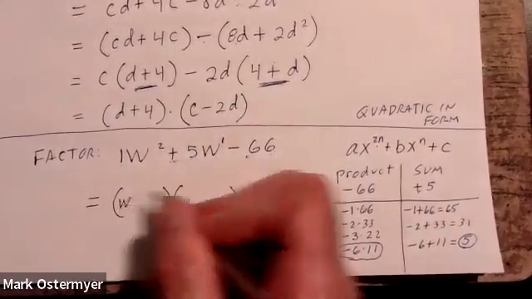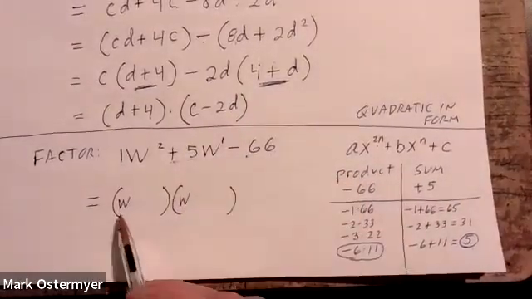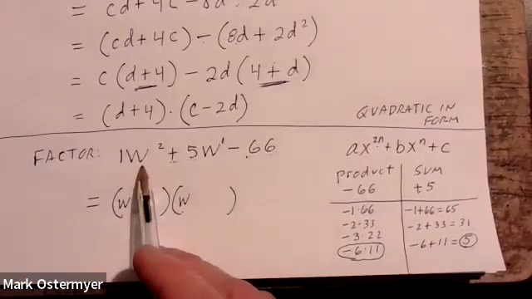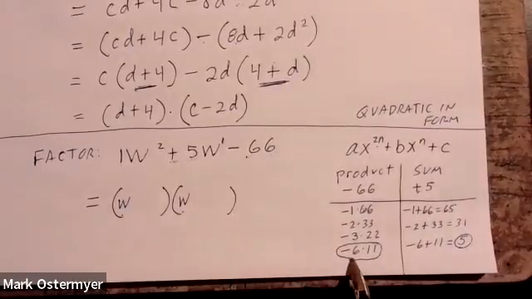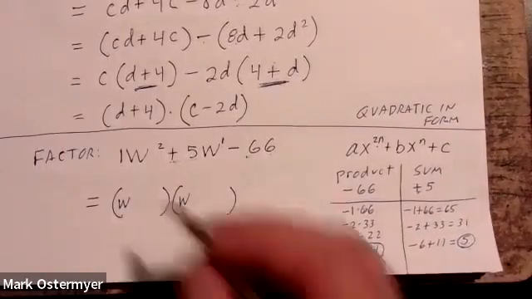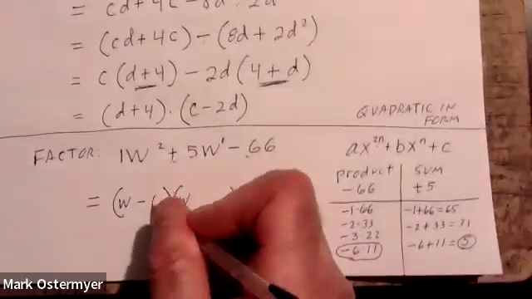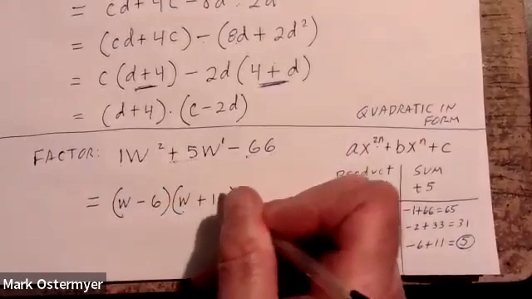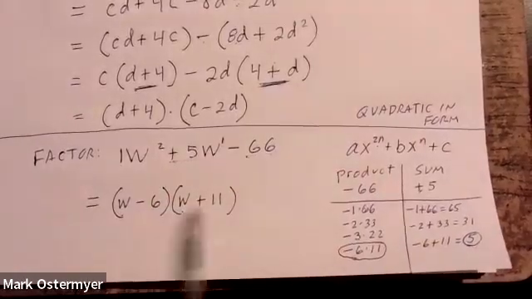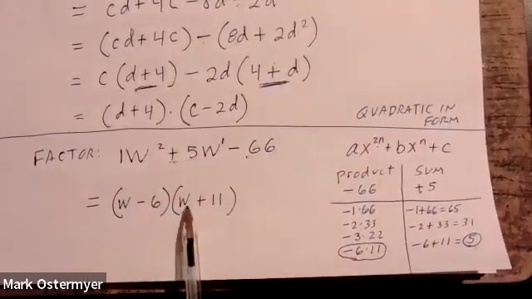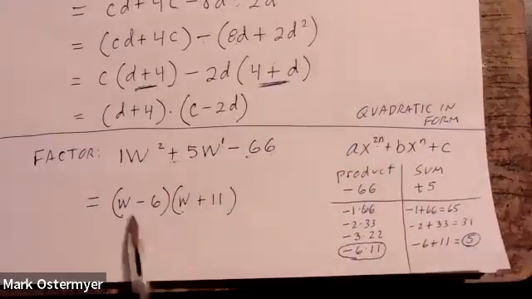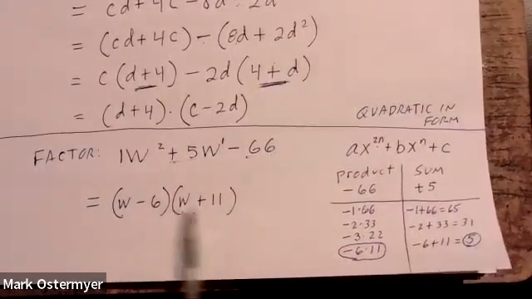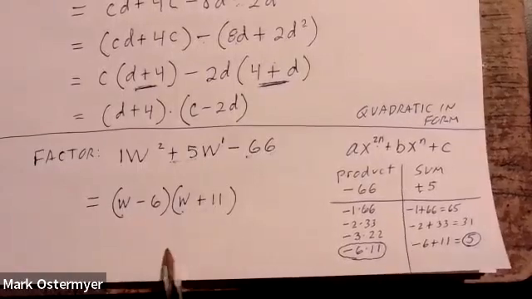The first terms of our binomial factors have to be W, because W times W has to give you back W squared. And the last terms will be our decided upon factors here. So I can put the -6 here and the +11 here. Or I could have these switched around. I could have the W plus 11 here times the W minus 6 here. At any rate, this trinomial factors completely into this.